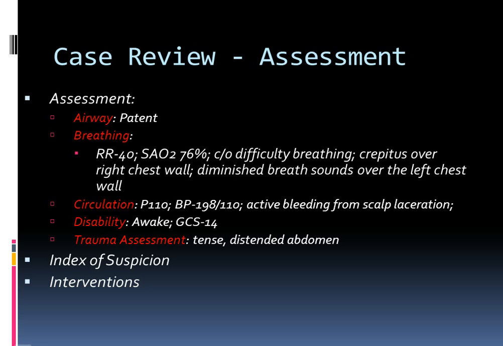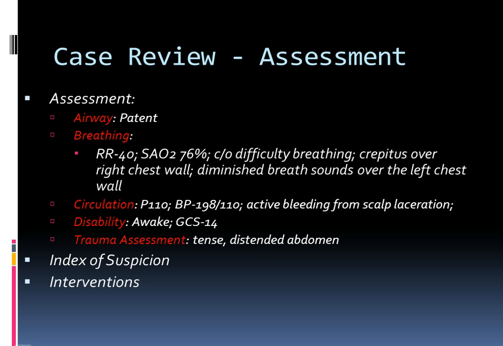So we find his airway is patent. His breathing is 40 times a minute. He has got an O2 saturation of 76%. Ding, ding, ding, ding, ding. Clue number 1: respiratory rate is 40, and his SAT is 76. So either he is not perfusing well and he's compensating, or he has got some kind of a respiratory issue. He's got difficulty breathing, crepitus over his right chest wall, diminished breath sounds over the left chest wall. All right, so that tells us that he possibly could have a flail segment, which in turn is causing some kind of a rapid decompensation of him.